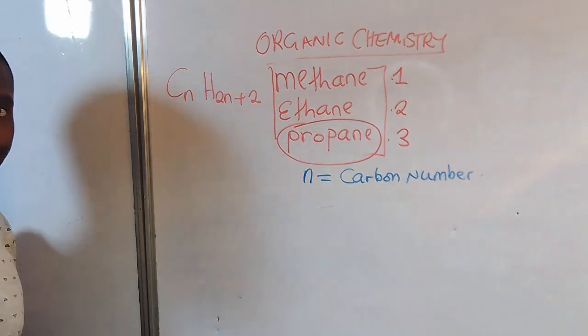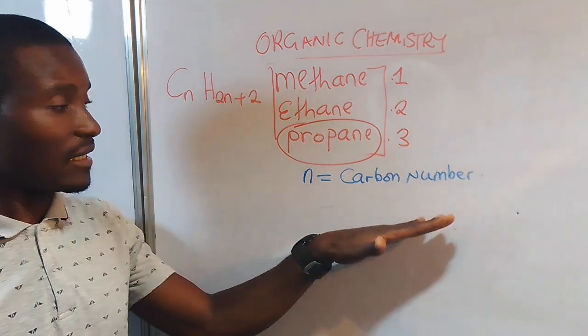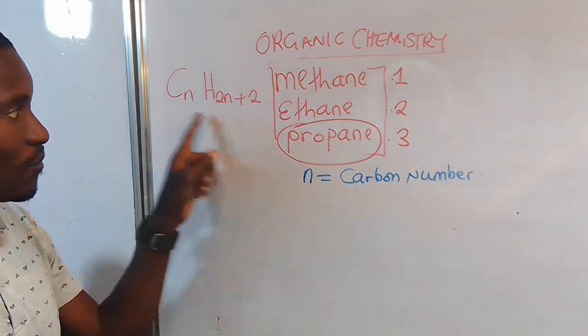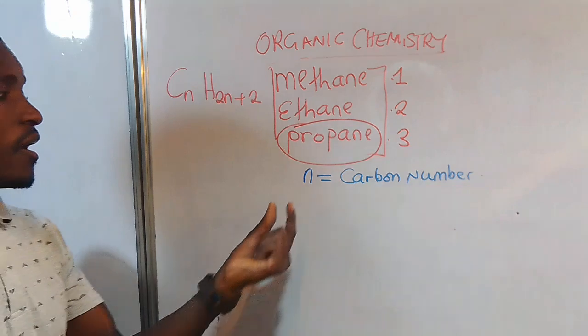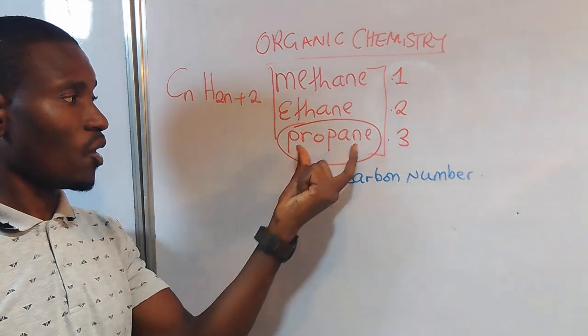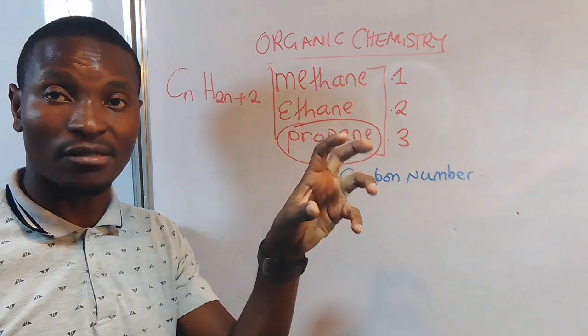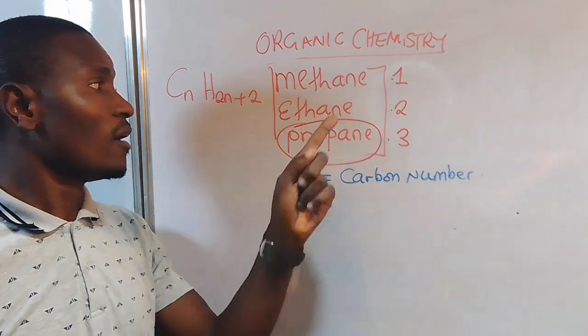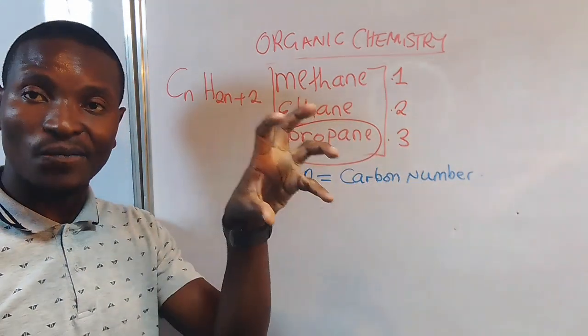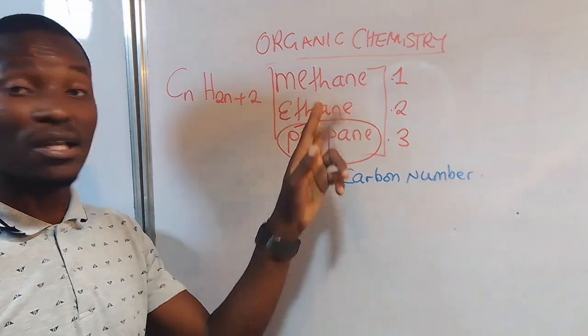Okay. So the N represents the number of carbons in the formula. If a compound is on position number 3, it simply means that in that compound we have 3 carbons. If it is on number 2, in that compound you have 2 carbons. Just like that, 1 carbon.